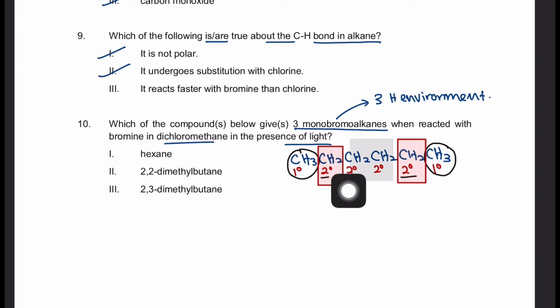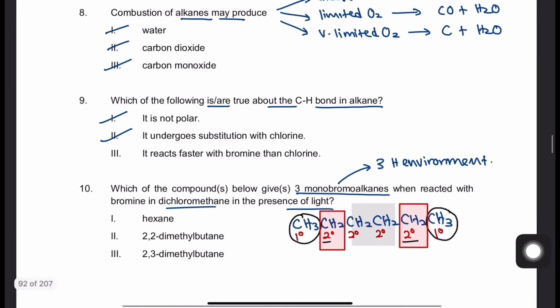Why so? Because this secondary hydrogen and carbon is adjacent to a secondary and a secondary. Same goes to the one on the right that I'm showing. This secondary carbon is adjacent to a secondary carbon and a secondary carbon. So in total, we have got 3 hydrogen environments here. So we can get 3 monobrominated alkanes from hexane. So that is a correct answer.